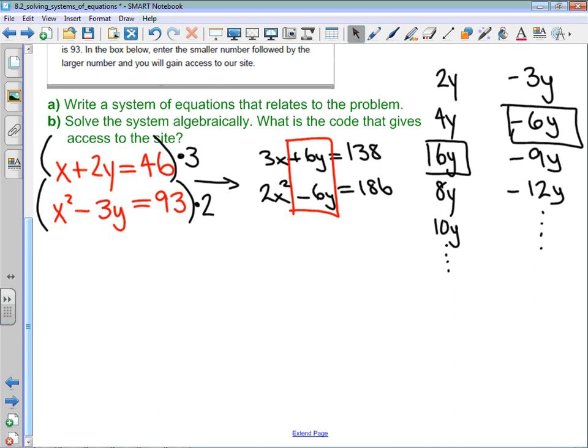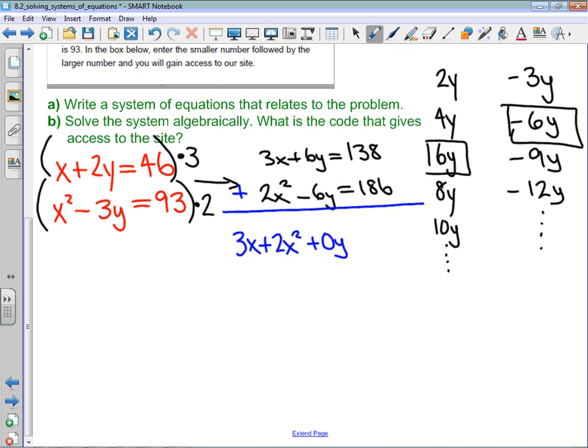Now, I don't want to subtract the equation because 6y minus -6y is 12y. That's no good. But 6y plus -6y is 0y. And now that variable has been eliminated. So what I'm going to do is I'm going to add those two equations together. So 3x plus 2x squared is simply that. 3x plus 2x squared. Those aren't like terms. We can't do anything with it. But 6y plus -6y is 0y. We don't need to write that, but I am going to, at least for this question.